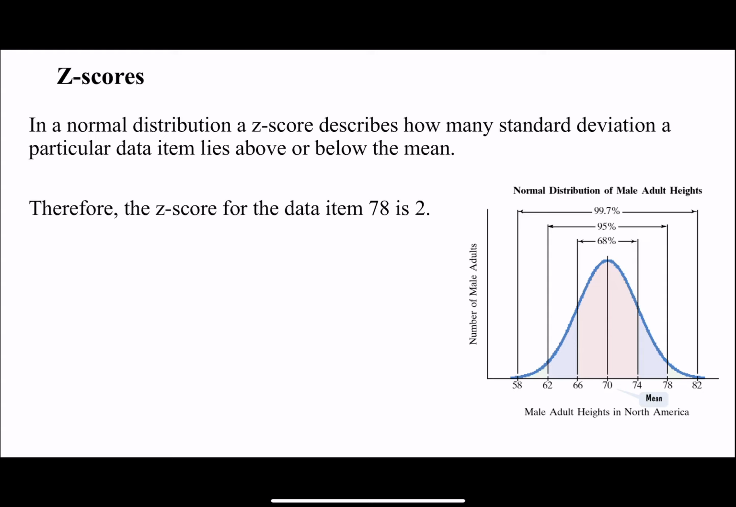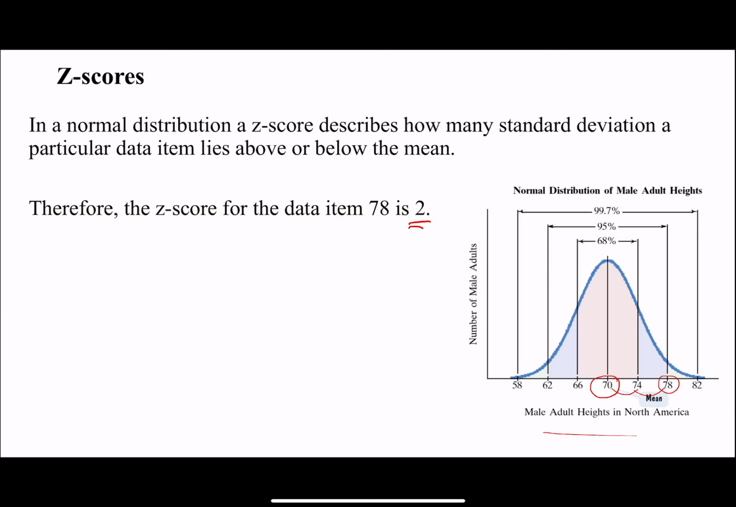For example, let's say the mean value is 70 and the standard deviation is 4. That's the example of male adult heights that we have covered before. So here's the distribution, as you see in this graph. The z-score for data item 78 is 2. The mean value is 70, so 78 is 2 standard deviations away from 70. So the z-score for the data item 78 is 2.